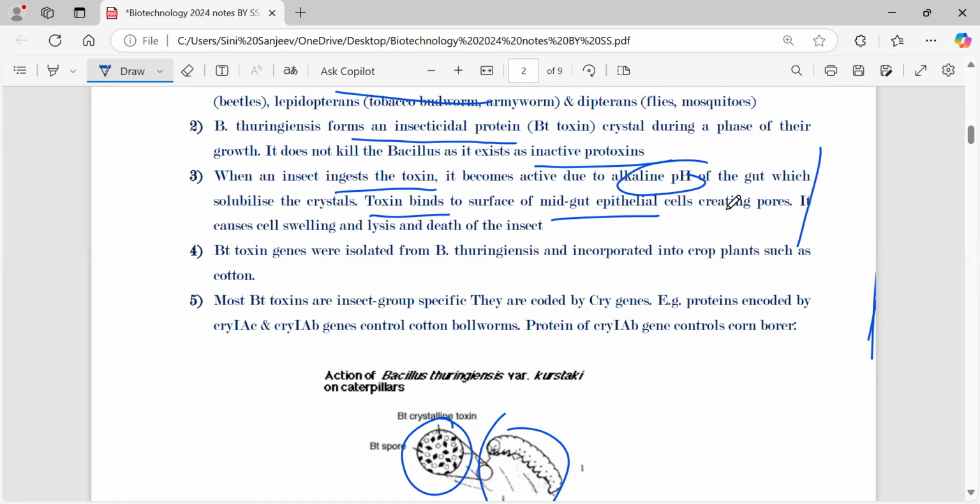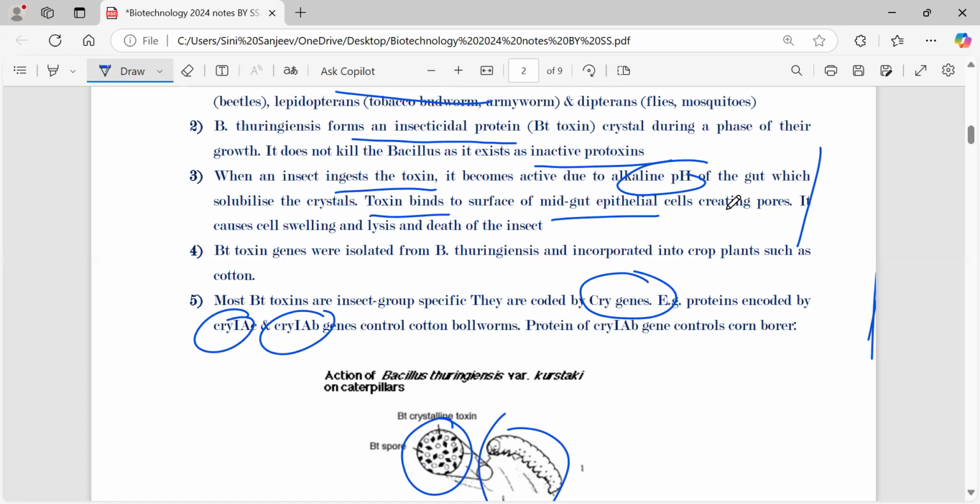So usually whatever the toxin is, it is coded by a gene which is called what? Cry gene, C-R-Y gene. So this is the toxin code. There are actually many genes which act against insects. So according to that, we have categories like Cry1AB, Cry1AC. Like that, you will have many categories. So each category kills a particular type of worm.